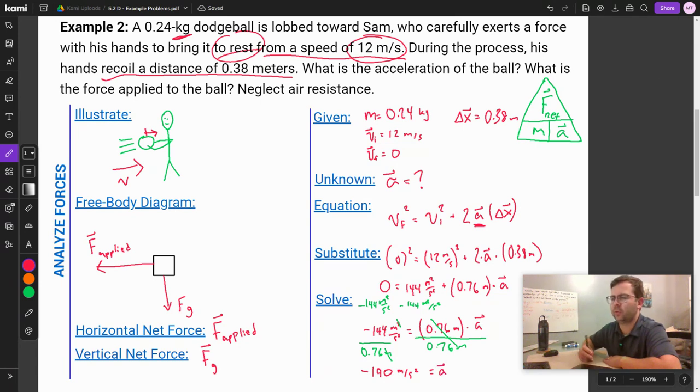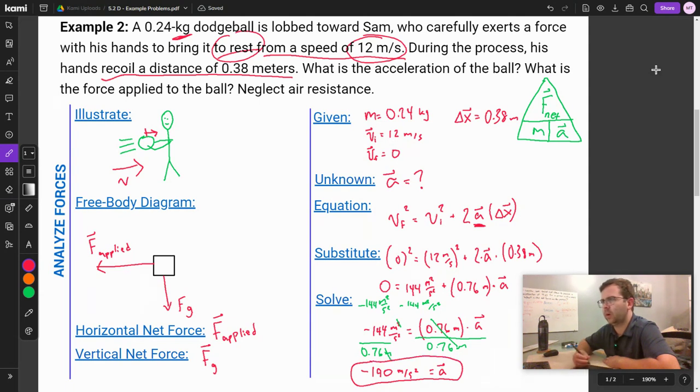Now we can check and make sure that makes sense. Does it make sense that the acceleration is negative? Well, the ball is slowing down and it was moving in the positive direction, positive 12 meters per second. And so the fact that its acceleration is negative does make sense. So we've answered the acceleration question. What is the acceleration of the ball? It is negative 190 meters per second squared.